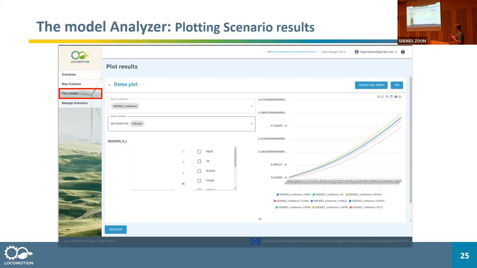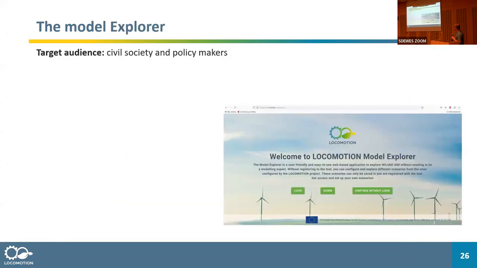And here, in this menu, you can select the scenario that you run, select the variable that you want to plot with all the dimensions that you want to include. And here you get your nice plots. You can also use this tool to compare two different scenarios to see which one fits better your expectations.